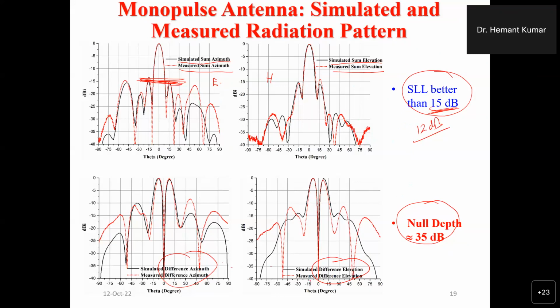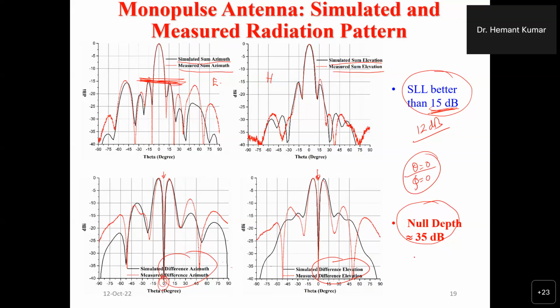And the null depth, you can see here in the elevation difference at 0 degree. We are assuming the target is right at the center at 0 degree for the elevation plane, as well as for the azimuth plane. So basically we are assuming theta is equal to 0 and phi is equal to 0. In that case we should get a 0 value at theta equal to 0 and phi equal to 0, right? So we should get 0 value.